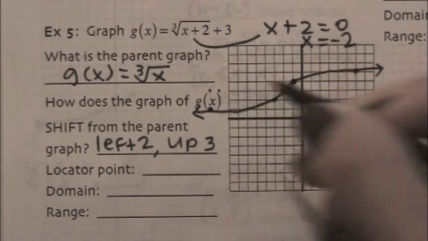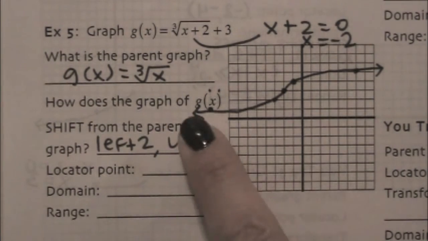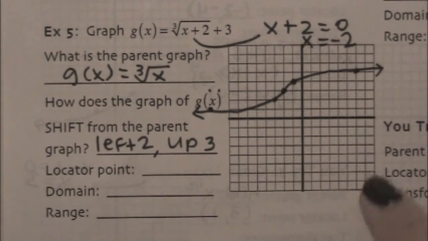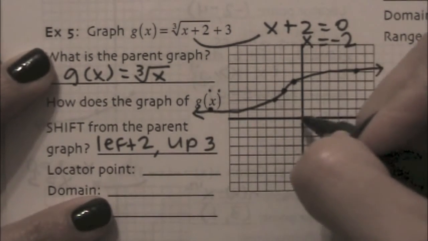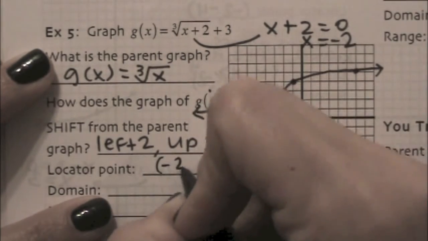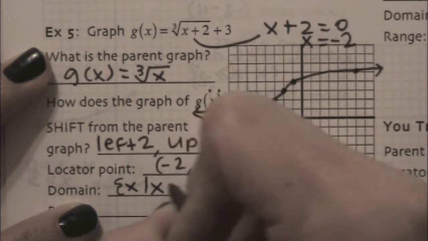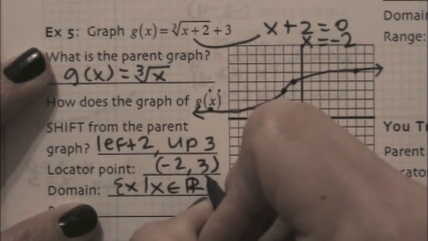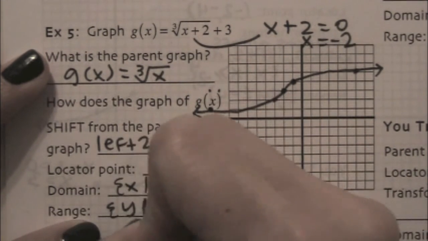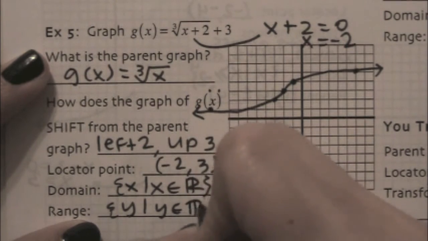Goes off the graph a little. And so here is your cube root graph. That locator point was negative 2, 3. Domain is all reals. And our range is also all real numbers.